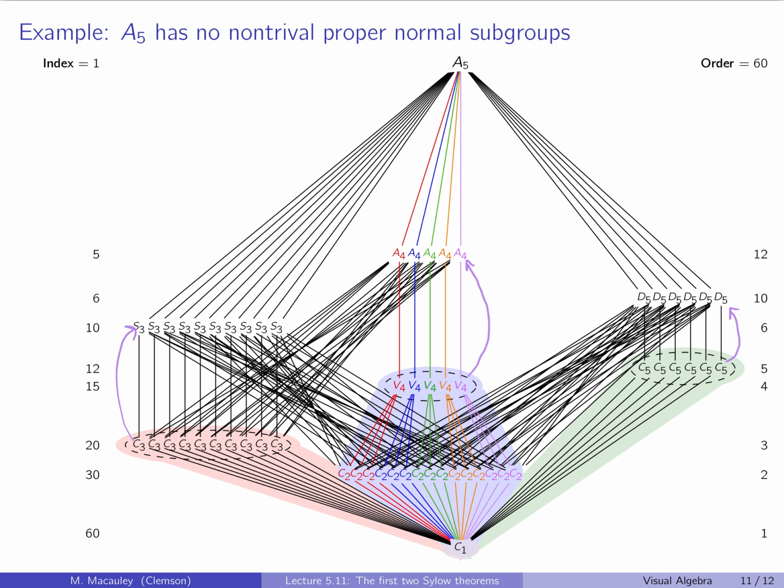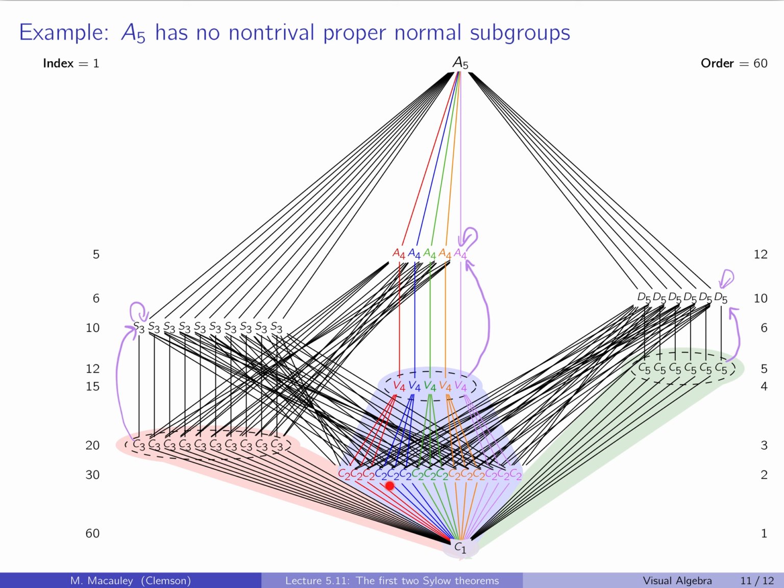Now, by the single parent property, these are all conjugate. These have to be conjugate as well. And so these are not normal. So the normalizer of each one, well, it can't be A5 because it's not normal, so it has to be itself. Similarly, the normalizers of these are all conjugate by the single parent property. All of these must be as well, so that each one of these is its own normalizer. And same thing over here.